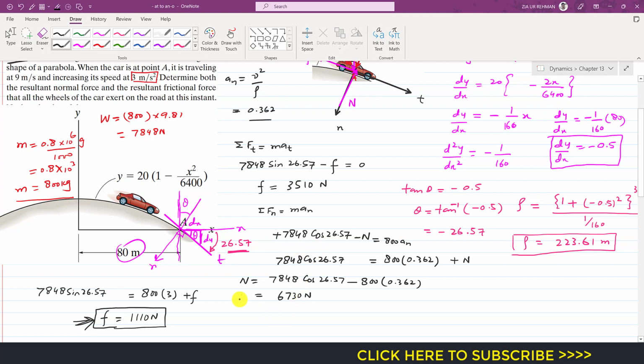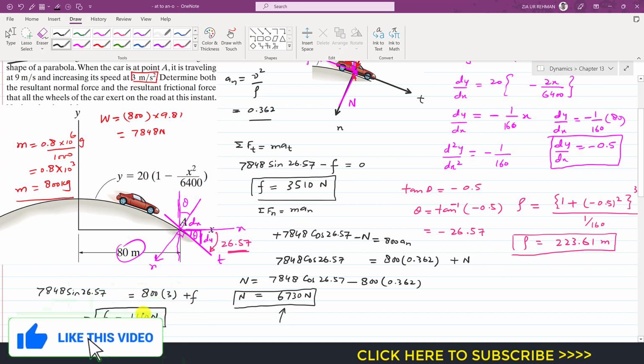So the resultant normal force on the wheels of the car for both the cases is 6730. In the first case, when the tangential acceleration is 0, the frictional force is 3510 newtons, and in the second case, the resultant friction force on the wheels of the car is 1110.